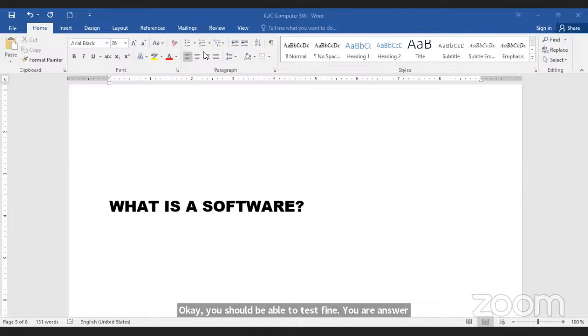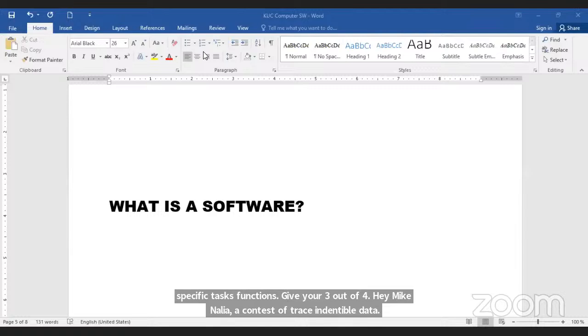This from Ronnie. Software refers to a collection of programs, instructions, and data that enable a computer or other electronic device to perform specific tasks or functions. Give you 3 out of 4. Mike Nalianya: computer software is intangible data. Wrong. Software is untouchable components for a computer. I give a half, 0.5 out of 4.